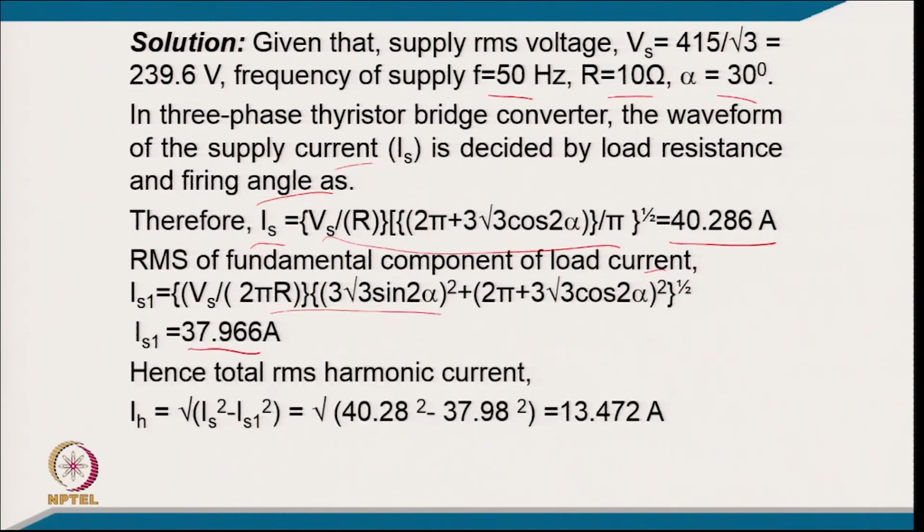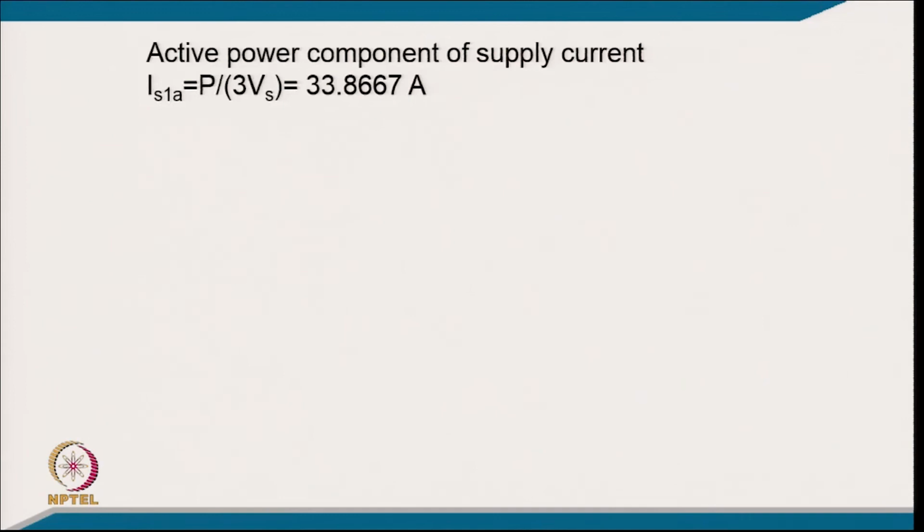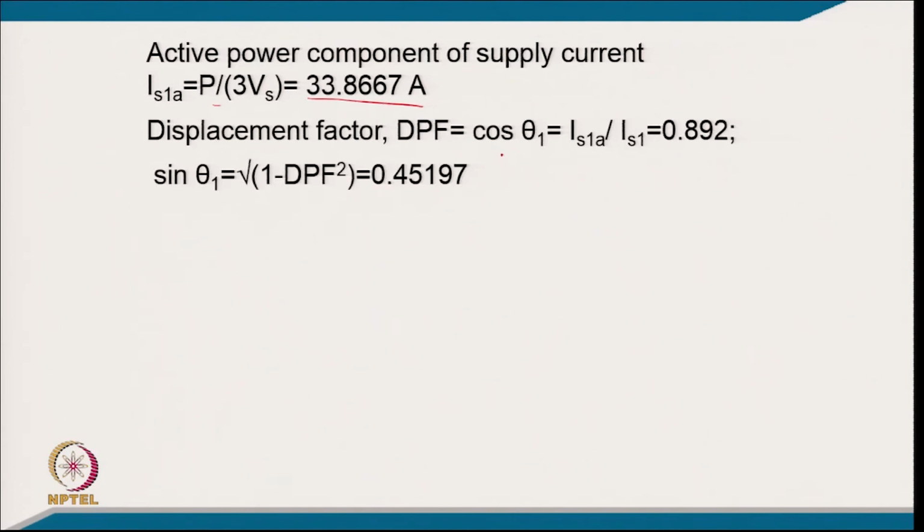37.966 ampere. Hence the total RMS harmonic current will be IH equal to the square root of Is square minus Is1 square, so it comes to 13.472 ampere. Once we know the fundamental current, from this relation we can find the active power consumed by the resistive load on the DC side: 24.34387 kilowatt. The active power component of supply current will be P upon 3 Vs, so it comes to 33.8667 ampere.